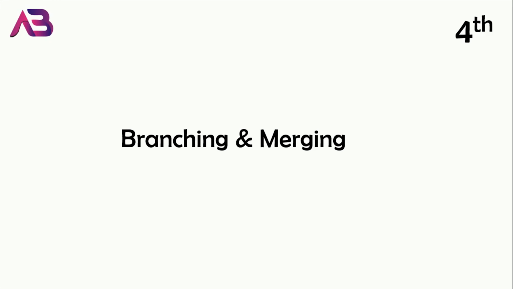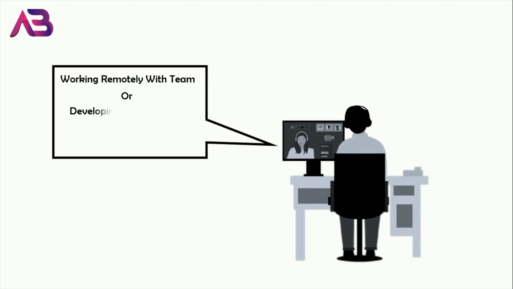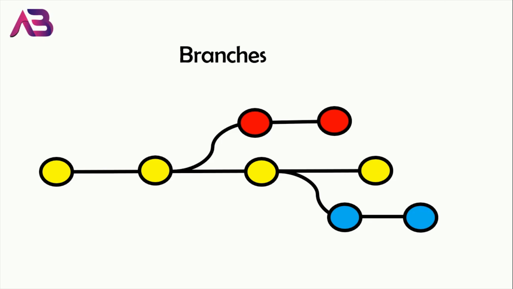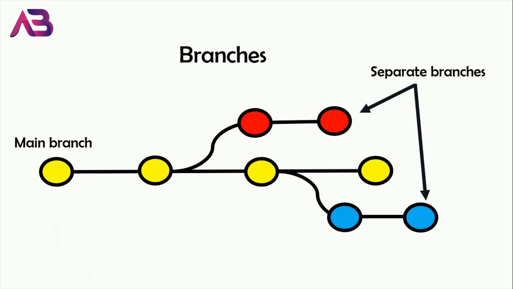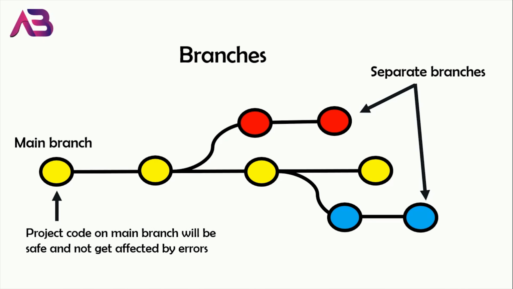Alright, the next thing is to know about branching and merging. To explain it in short, let's say if you are working remotely with your team on a project or developing some kind of new feature or maybe fixing out some bugs and errors. In all these cases, branches come in help. You can create a separate branch for these purposes, so you don't have to worry about the main project getting any kind of errors since your main branch will remain untouched. I have made a video on this particular topic, so just go and check it out after this video. From that video, you will get to know the internal working of the branches in Git.